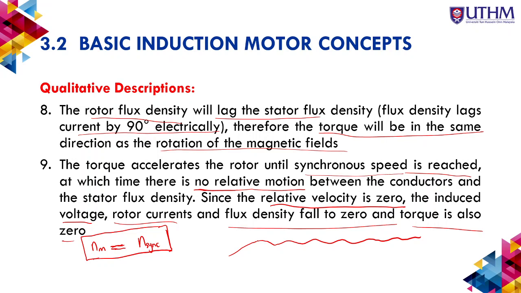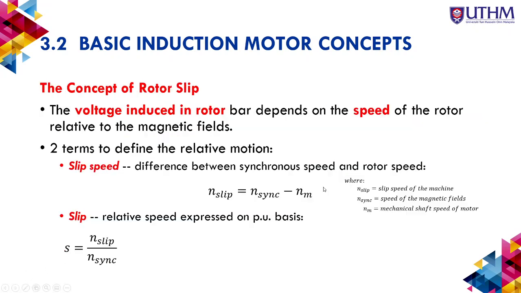So in normal operation, both the rotor and stator magnetic fields, so BR and also BS, rotate together at a synchronous speed, while the rotor itself turns at a slower speed. Okay, as mentioned earlier. Okay, so then we will move to the concept of the rotor slip.